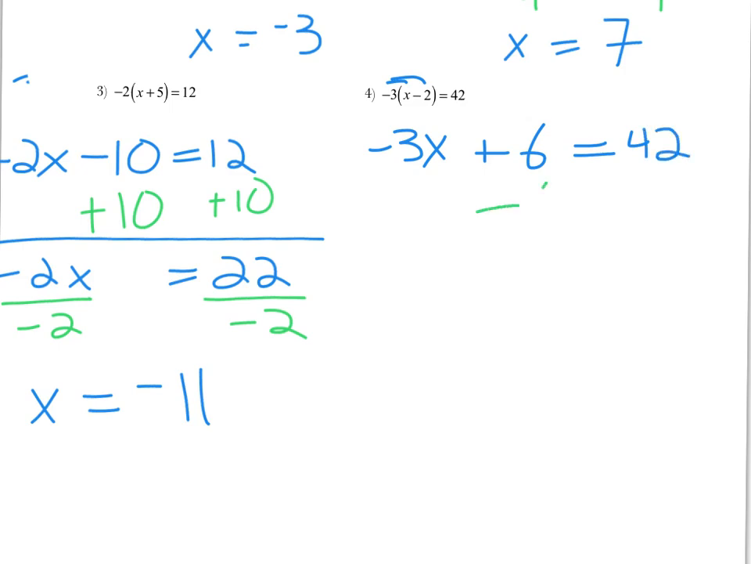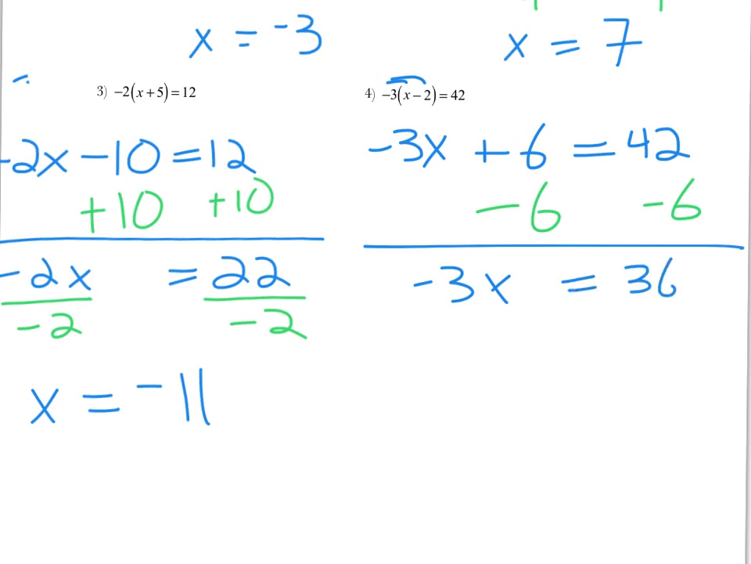And then, again, trying to get x by itself, we're going to subtract the 6 from both sides. And we're left with negative 3x equals 36. And then dividing both sides by a negative 3, we end up with x equals negative 12.